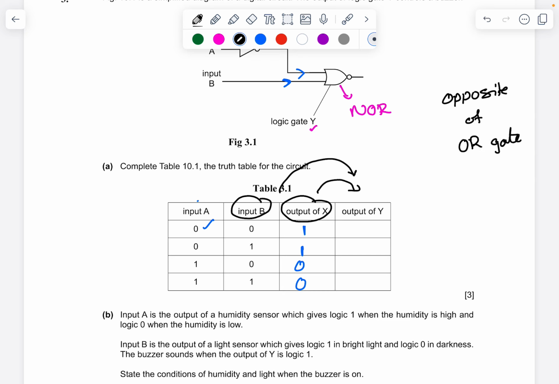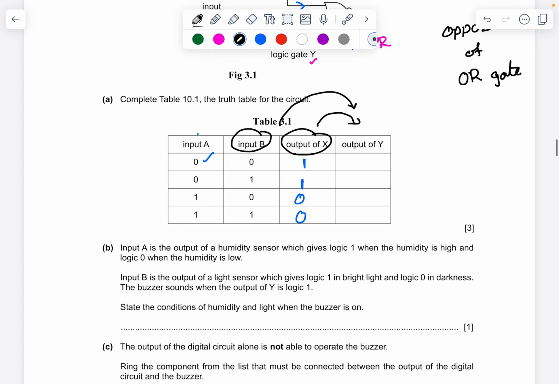Opposite of OR gate. So first of all, for OR, 0 plus 1 is going to be 1. 1 plus 1 is 1. 0 plus 0 is 0. And 1 plus 0 is 1. But now it is a NOR gate, so we take the opposite of this: 1 becomes 0, 0 becomes 1, 0. This is going to be the answer.